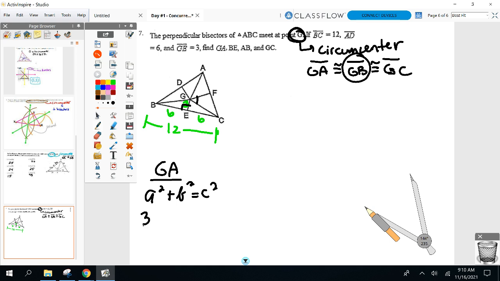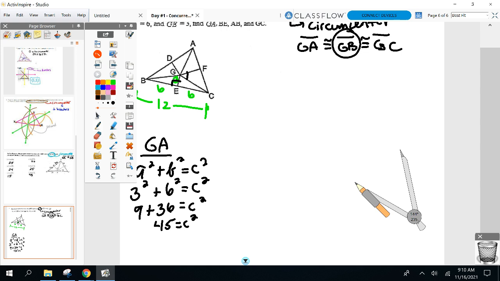So I can say 3 squared plus 6 squared equals c squared. How much time do I have left here? Only 15 seconds. 9 plus 36 equals c squared. So you can leave it 45 equals c squared. And what do you do at the end? Square root. So c equals the square root of 45. So there is GA, which is GB as well. All right, see what you can do. Chromebooks coming tomorrow.